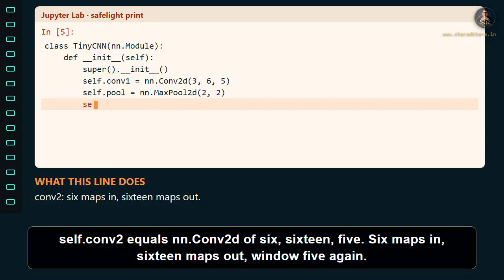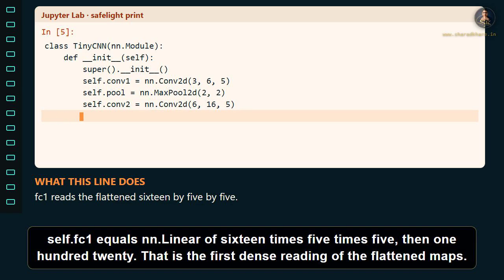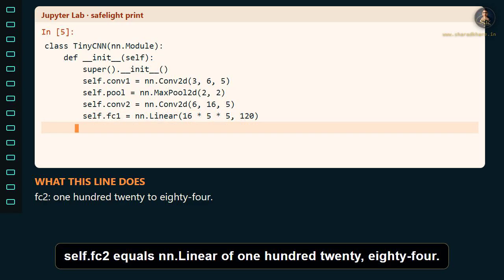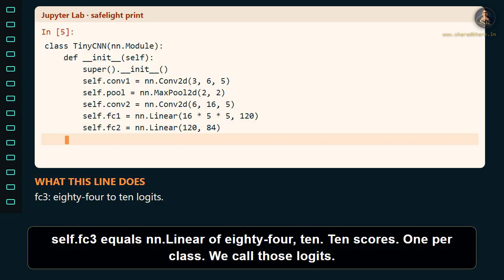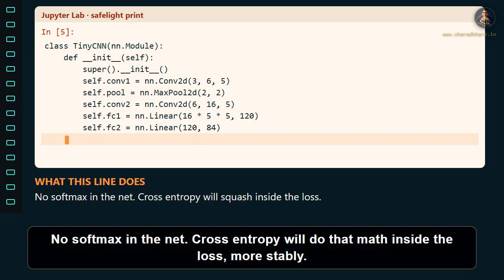self.conv2 equals nn.Conv2d of 6, 16, 5. 6 maps in, 16 maps out, window 5 again. self.fc1 equals nn.Linear of 16 times 5 times 5, then 120. That is the first dense reading of the flattened maps. fc2 equals nn.Linear of 120, 84. fc3 equals nn.Linear of 84, 10. 10 scores, one per class. We call those logits. No softmax in the net. Cross entropy will do that math inside the loss, more stably.